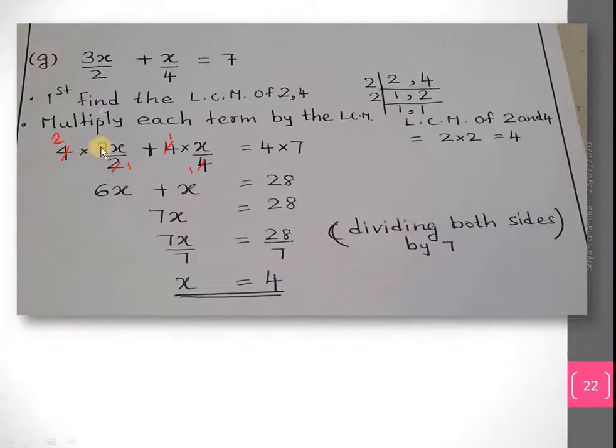Now here 2 into 3, 6x, 6x plus 6 equal 28, 4 times 7. Now take the sum of these like terms, 6x plus 6, 7x, 7x equal 28. Now remove this 7, dividing both sides by 7, then the answer is 4.